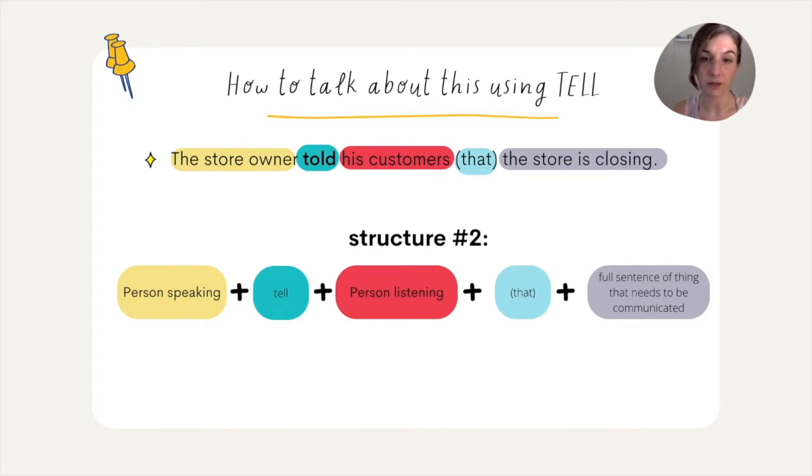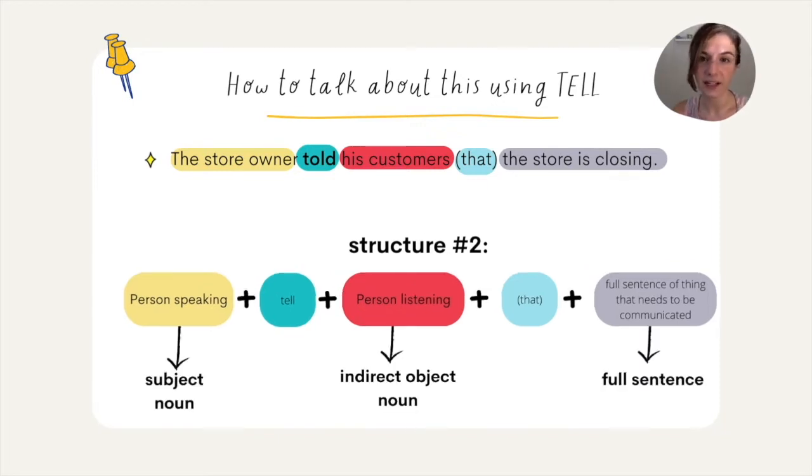So we have the store owner is the person speaking. We have the verb tell. We have the person listening or the audience, which is his customers. We have that. And lastly, we have the store is closing. Again, we can categorize these things into their grammatical parts, like a subject, an indirect object, or a full sentence. However, it's not necessary in order to use this structure correctly.